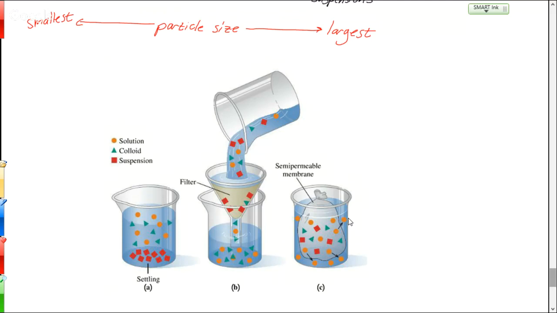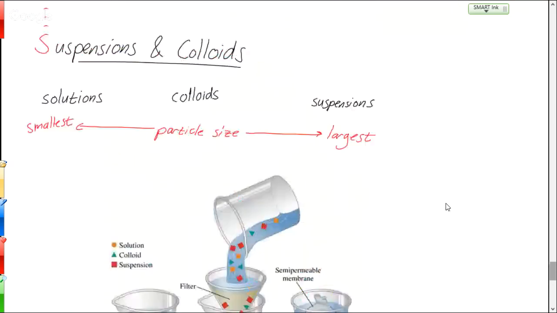So in this picture, it's not super easy to see, but the solution particles are outside, having made their way through that membrane, but the suspension and the colloidal particles stay inside. So that's how you can separate those.